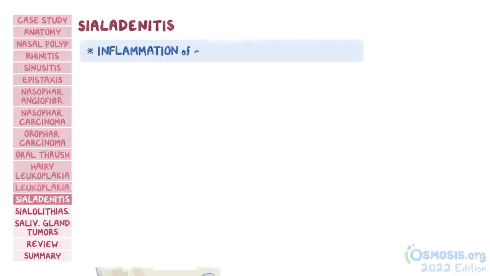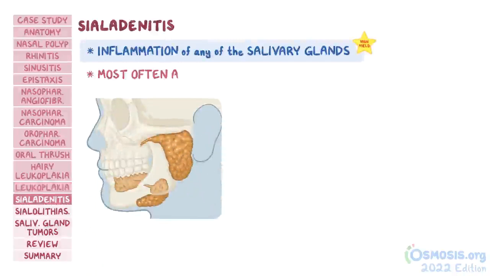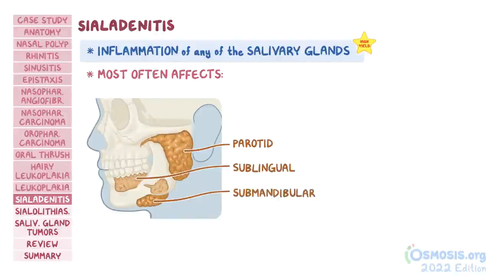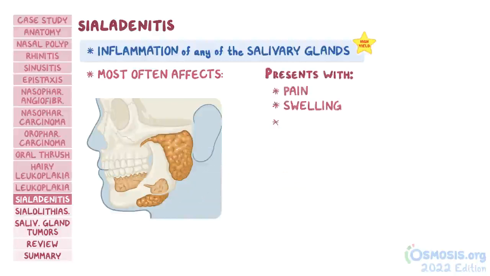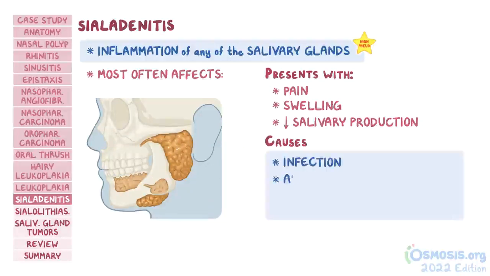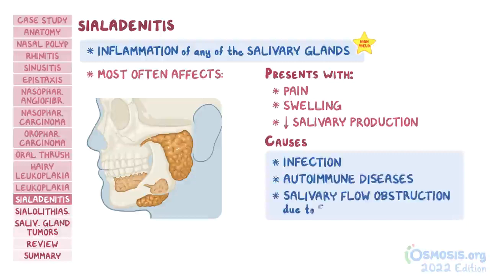Finally, let's go over some high-yield diseases of the salivary glands. The first one, sialadenitis, refers to inflammation of any of the salivary glands, but most often affects the major ones, which are the parotid, sublingual, and submandibular glands. Sialadenitis presents with pain, swelling, and decreased salivary production. Some high-yield causes include bacterial or viral infection, autoimmune diseases like Sjogren's syndrome, or salivary flow obstruction due to sialolithiasis or salivary stones.